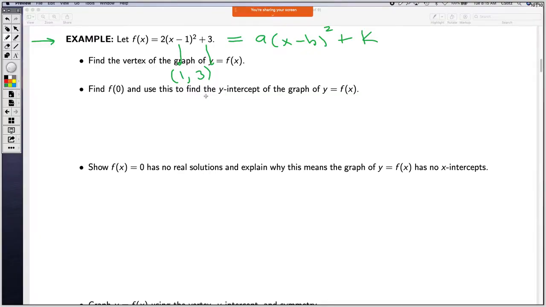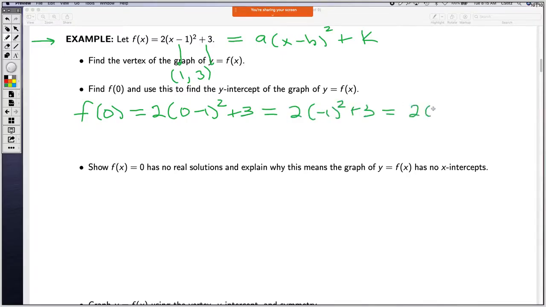Find f at 0 and use this to find the y-intercept of the graph y equals f of x. So f of 0 means everywhere you see an x, you're going to replace it with a 0. So the subtraction happens inside the parentheses first. Then the exponent happens. Negative 1 squared is 1. The multiplication, 2, plus 3, then is 5. So the y-intercept is the point 0, 5.